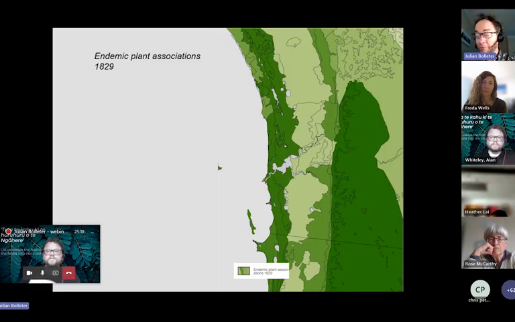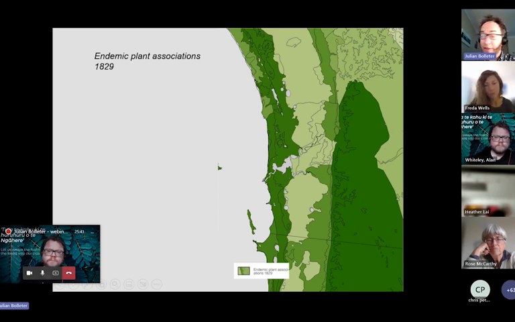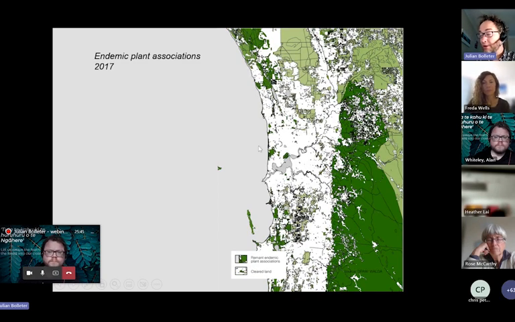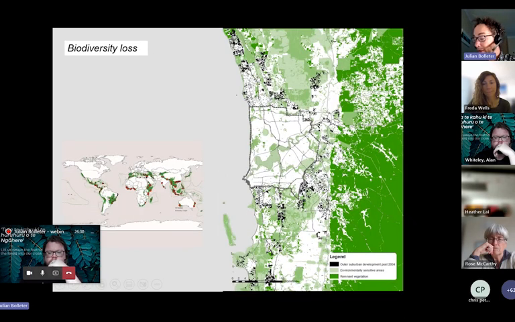This is the endemic plant associations of Perth in 1829 when Captain James Stirling sailed up the Swan River, or the Derbarl Yerrigan. Perth sits in here somewhere, the city centre for those who know it. And we can see that after effectively 200 years of European settlement, we've done a very thorough job on the remnant plant associations of the Swan Coastal Plain. Now, some of this is to do with agriculture, but a lot of it was about suburban development, which is profligate in its use of space.